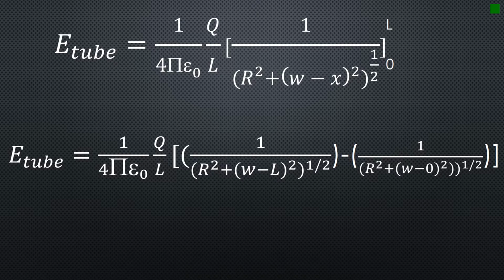Using an integration table, we get the electric field of the whole cylinder is equal to 1 over 4 pi epsilon naught times Q over L times 1 over (r squared plus (w minus x) squared) to the 1 half, evaluated from 0 to L. And plugging in the endpoints, we get 1 over 4 pi epsilon naught times Q over L times 1 divided by (r squared plus (w minus L) squared) to the 1 half minus 1 over (r squared plus (w minus 0) squared) to the 1 half.